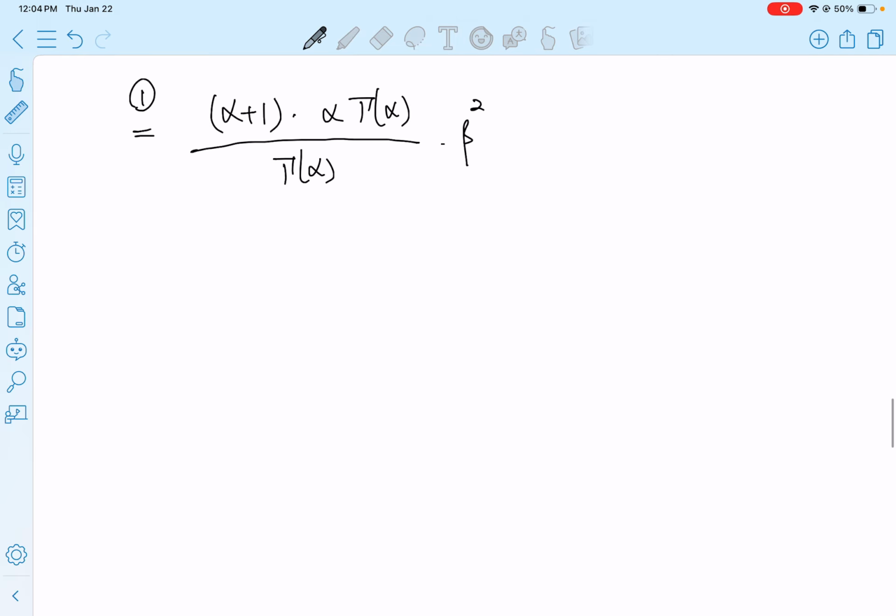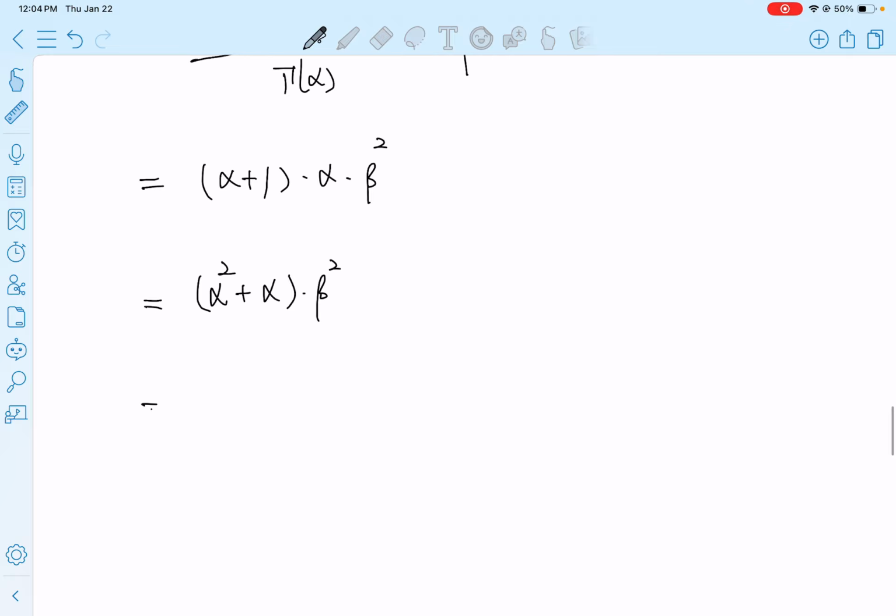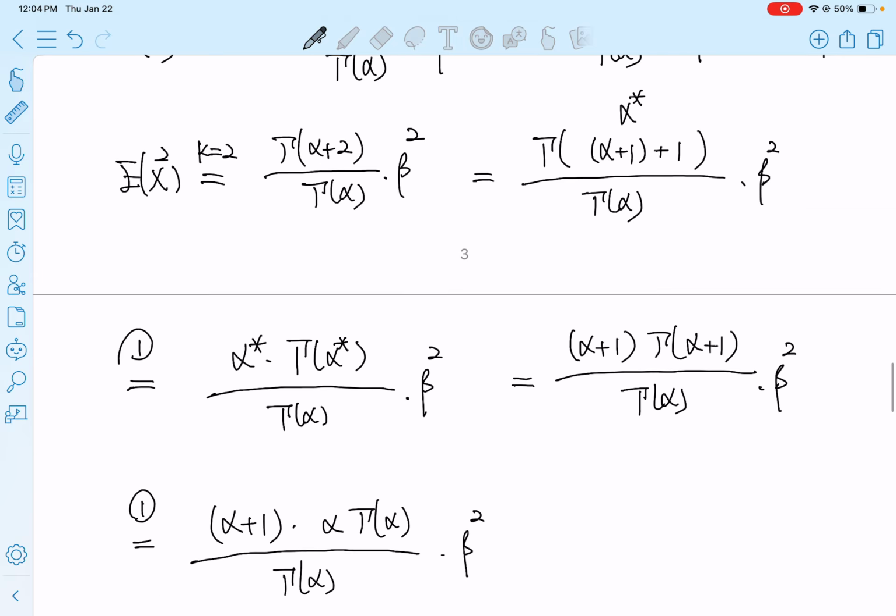So now we can cancel out the gamma function from the numerator and denominator. We will have alpha plus 1 multiplied by alpha multiplied by beta raised to the power of 2. Okay, then we will have alpha squared beta squared plus alpha beta squared. And this is the second moment.